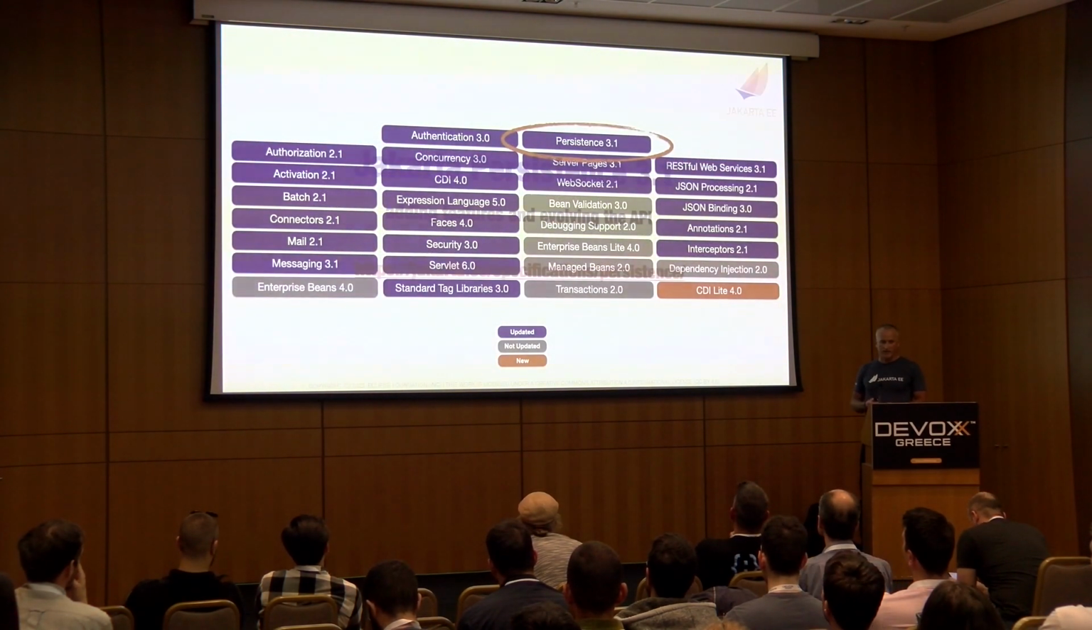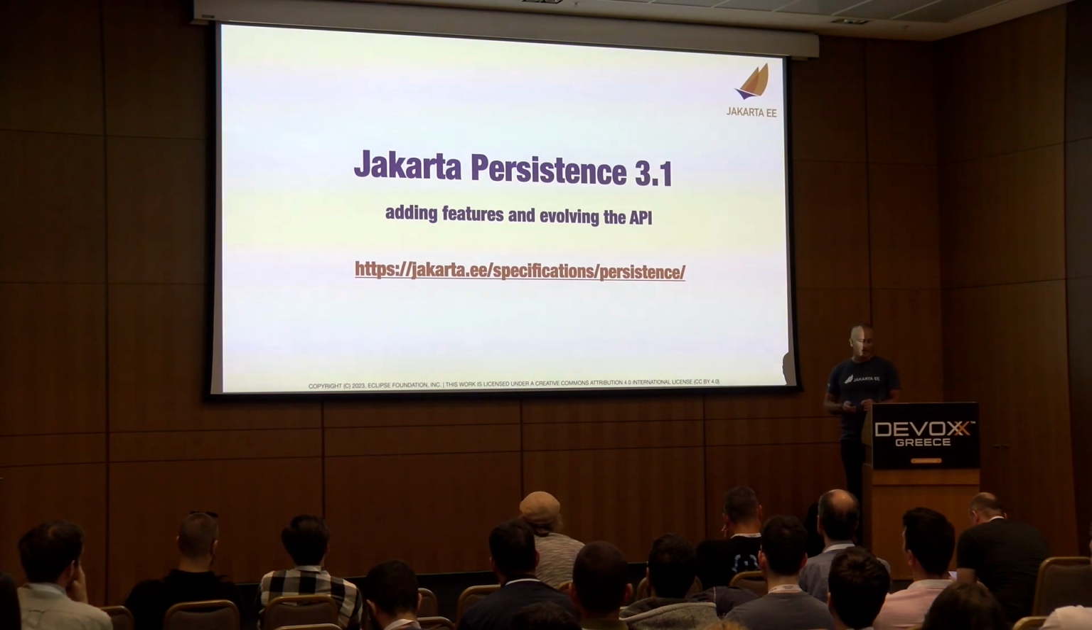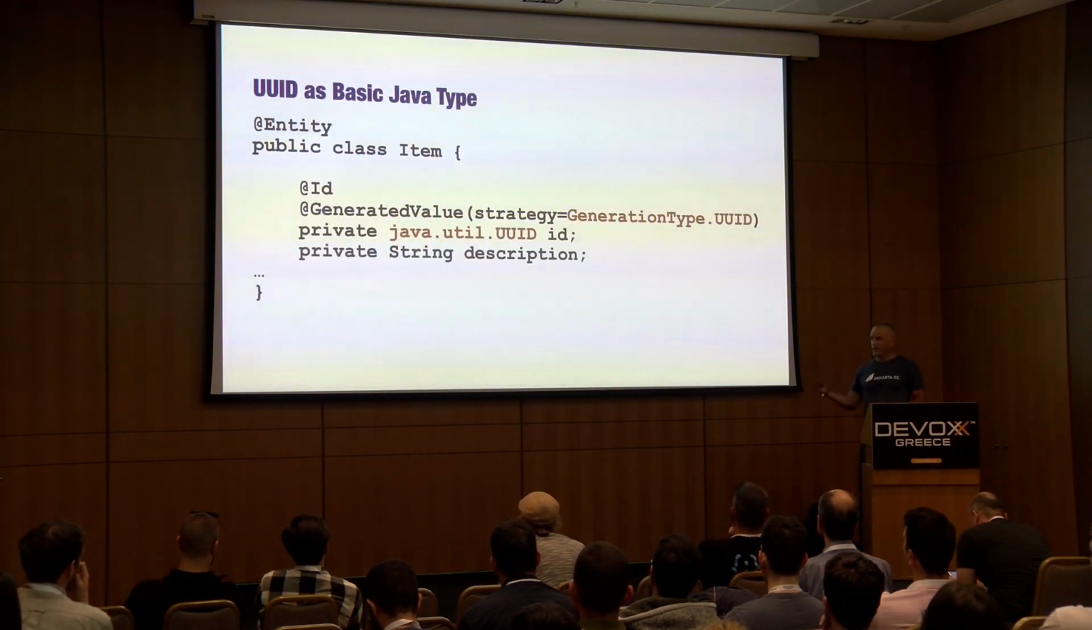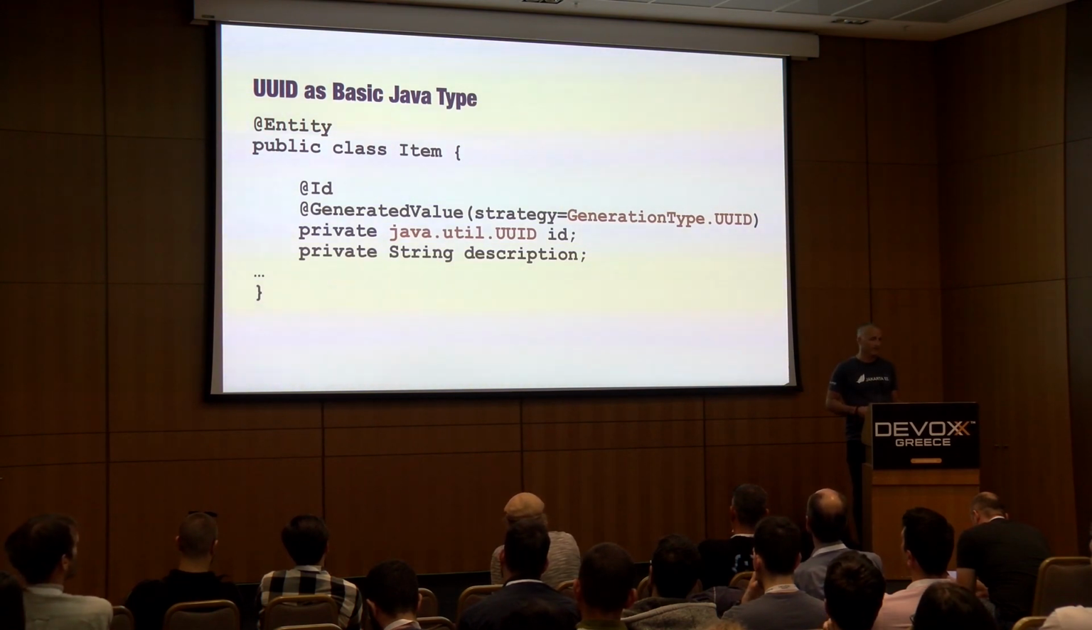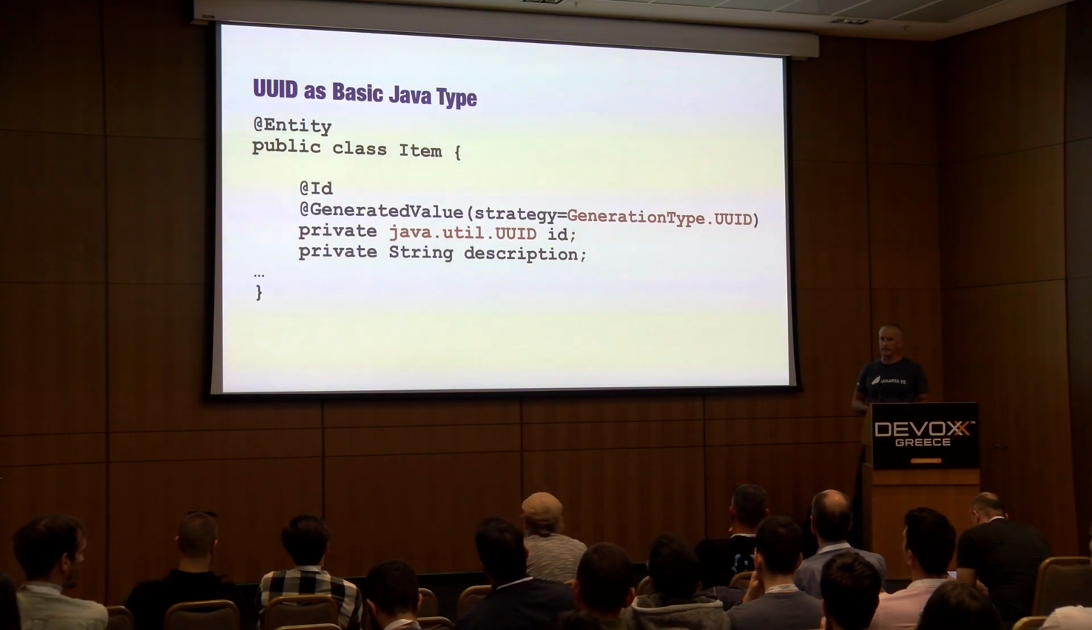Jakarta Persistence 3.1, also adding features and evolving the APIs. And what they added here is something the community has asked for a long time. And this is UUID as a basic Java type. So you can use UUIDs directly in your entities without mapping them yourself. So this is kind of, remove that boilerplate and let the implementation take care of it for you.